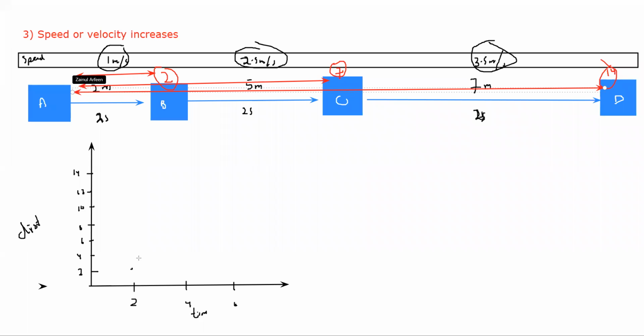So at 2 seconds, it covered 2 meters. Till 4 seconds, it covered 7 meters. So where the 7 will come, it will come between 6 and 8. And at 6 seconds, it has covered 14 meters. So when I mark 14 and join these points to show the shape, you can see its slope will increase. It will curve up. Is it clear? The distance time graph for an object for which speed is increasing.